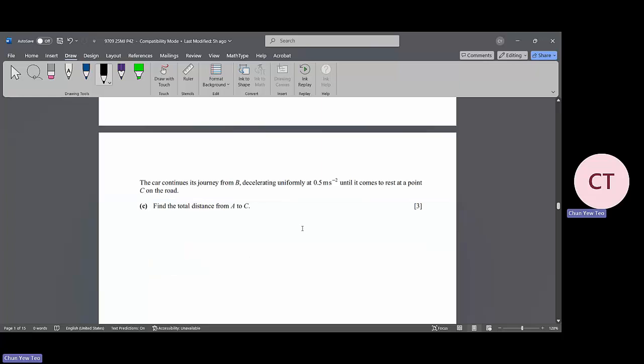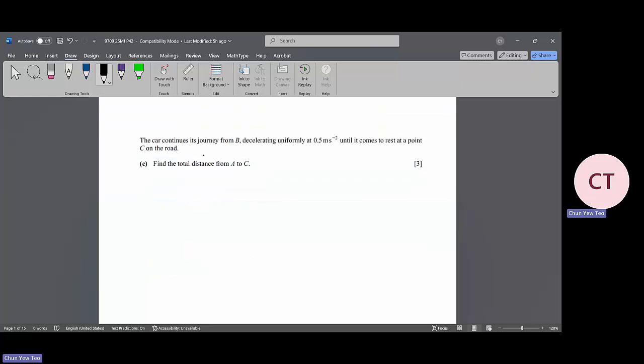Now move on with part C. The car continues its journey to decelerate at another uniform deceleration of 0.5 meter per second squared until it comes to rest at the point C on the road. Find the total distance from A to C.